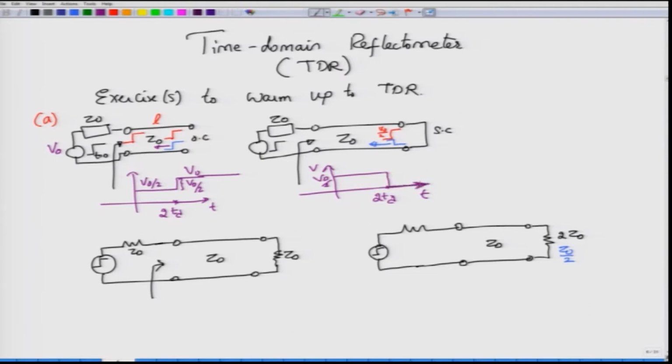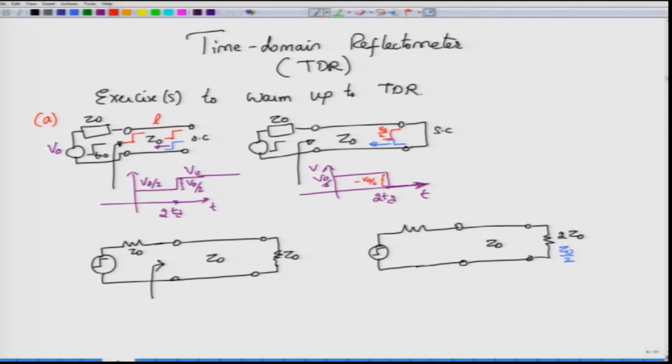Now, if someone were to give you these two waveforms that we have sketched, you will immediately know what kind of discontinuity existed, because here is a jump upwards of magnitude V0 by 2, therefore the total voltage that the generator sees will be equal to V0 after time 2 Td. Here the total voltage that the generator sees will be equal to 0 right after time 2 Td, therefore there is a voltage jump of minus V0 by 2.